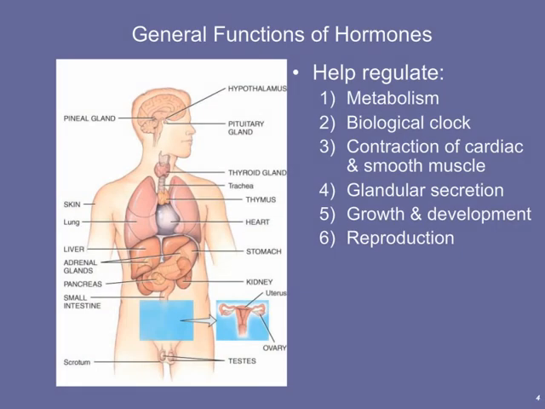Hormones help to regulate several different processes in the body. For example, thyroxine or thyroid hormone helps to regulate our basal metabolic rate. There are also different hormones that help to regulate our biological clock or wake-sleep cycles. Some hormones such as oxytocin also affect the contraction of smooth muscle and help to set the timing for processes like labor and delivery. Other hormones affect glandular secretion, while still others, like growth hormone, affect growth and development. And finally, the process of reproduction could not happen without various hormones: estrogen, testosterone, and others. So hormones are extremely important in the homeostasis of the human body.